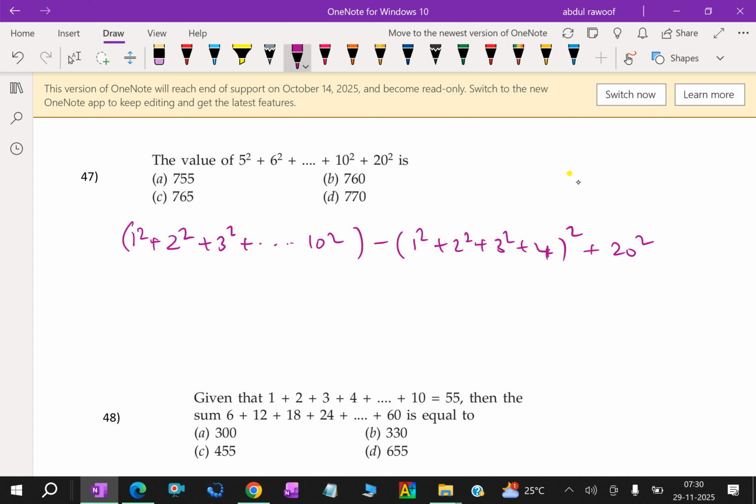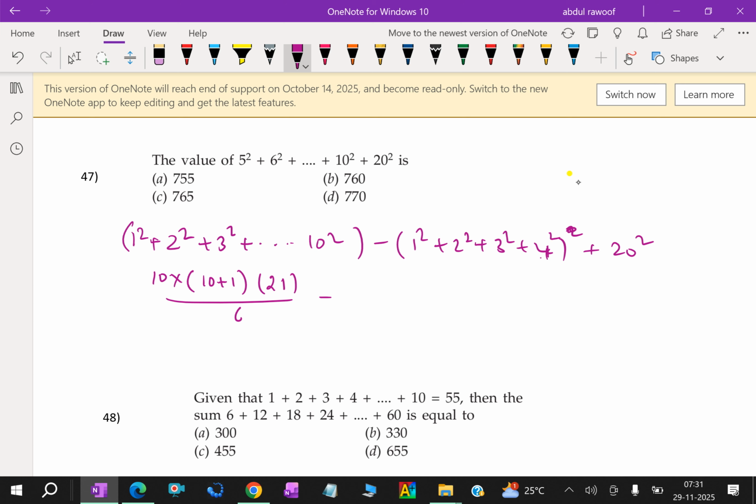The sum of squares of n natural numbers formula is n into n plus 1 into 2n plus 1 by 6. N is what? 10 into n plus 1, which is 11, and 2n plus 1, which is 21, by 6, minus the same with n is 4 here.